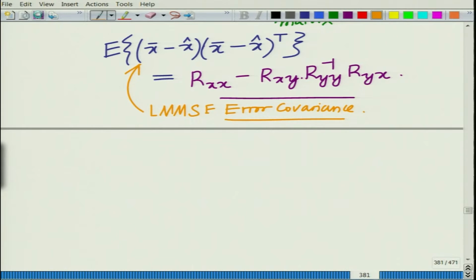This is the LMMSE error covariance, and so that answers both the questions: what is the LMMSE estimator of x bar in terms of the correlated vector y bar, and what is the error covariance of the LMMSE estimate.